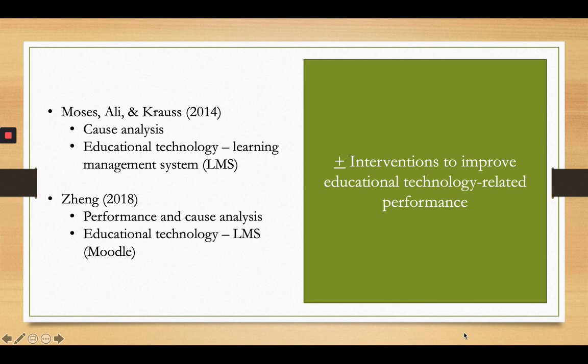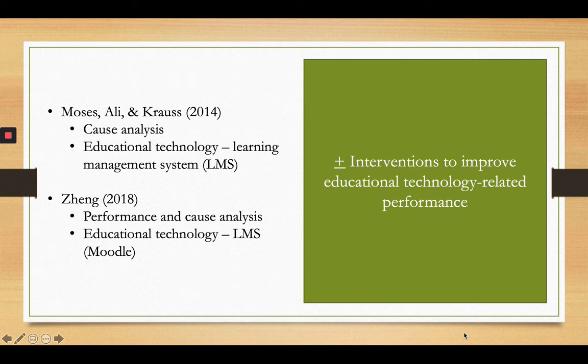For example, Moses, Ali, and Krauss conducted a cause analysis to determine the role of the teacher in improving students' academic performance and performance with a learning management system. Identifying factors that influence the student's performance was important to increase students' ability and motivation to use the educational technology.